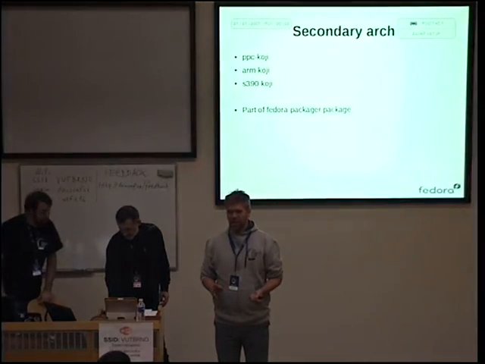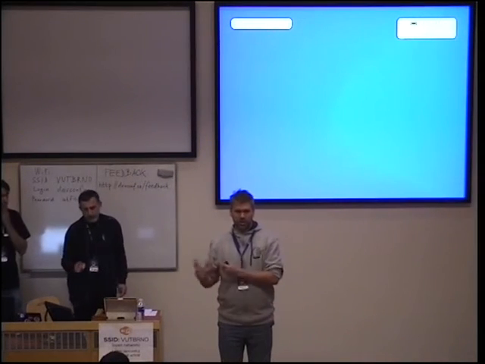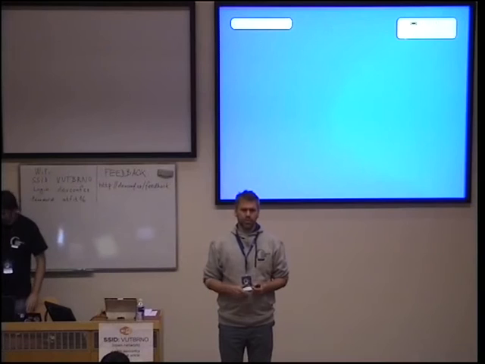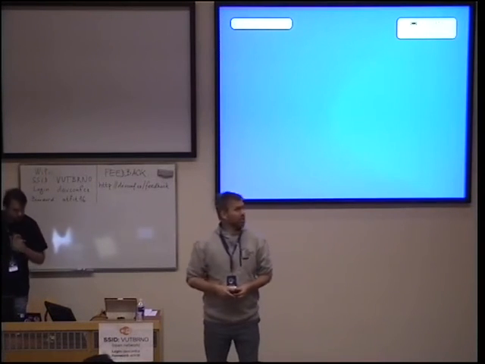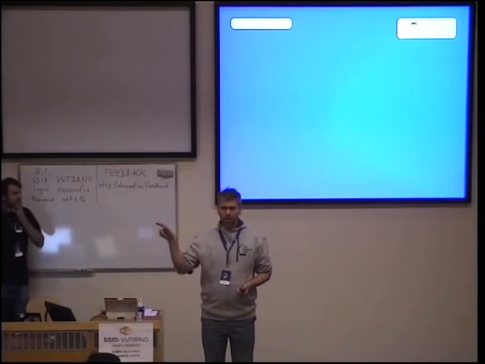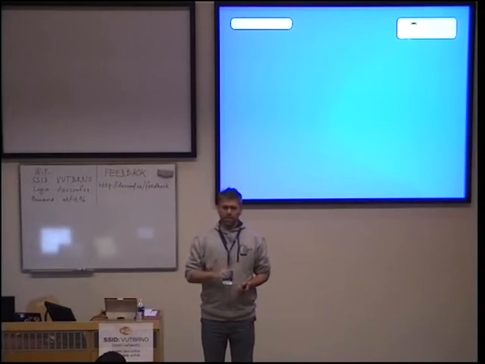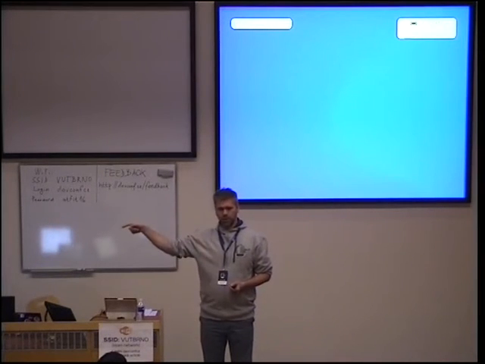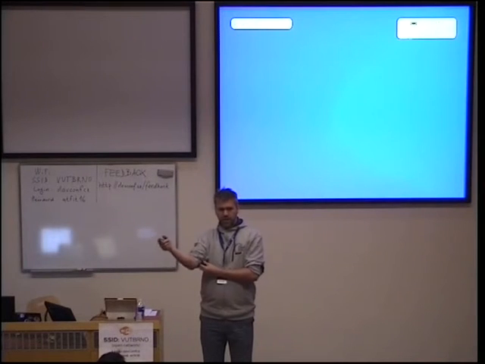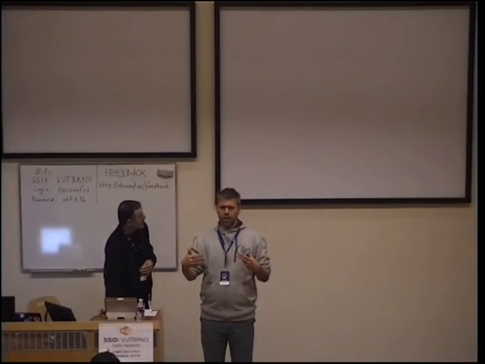So if you want to test your package in those different architectures, you can use command ppc-koji or arm-koji or s390-koji, which will build your package into those different Kojis for different architectures, and it will act as normal Koji, so you can repeat mock config, you can do scratch build, and it will give you the URL of the Koji wherever the task is.